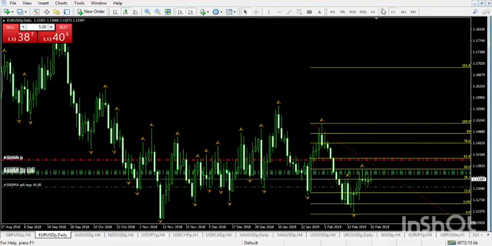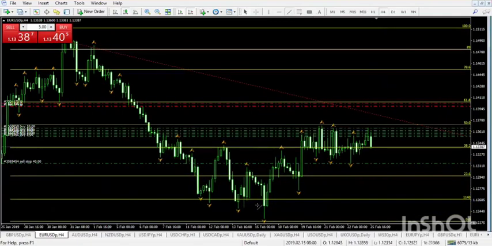Is this a good place for buying? Yes, and also above your trend line there. You see you have several trend lines. One of them is this, and it's on the wall of your trend line here. Excuse me.